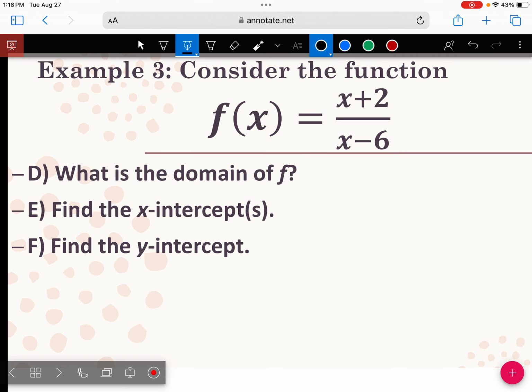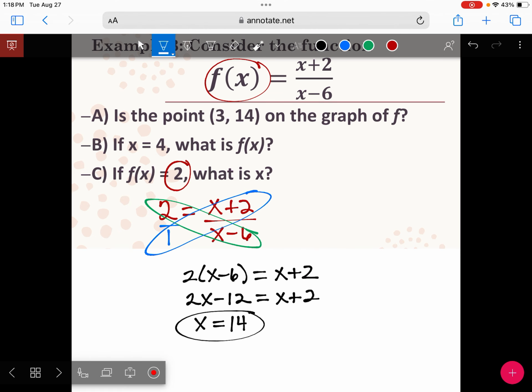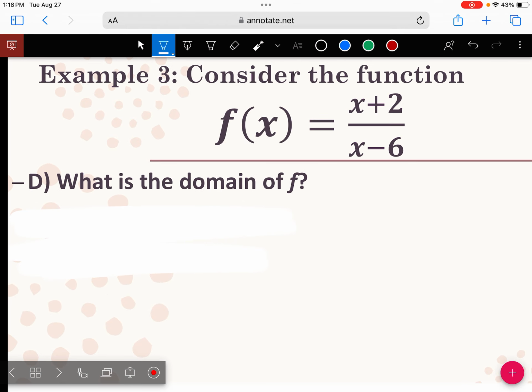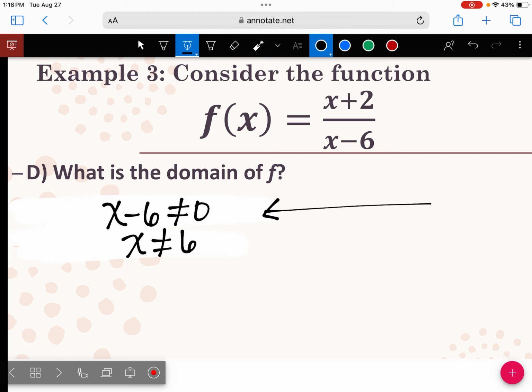All right, now let's look at part D. Part D is asking for your domain. Do we have a red light in this function? Yeah, what's our red light? It's a fraction. We got an x in our denominator. So because we have an x in our denominator, it cannot equal 0. So x minus 6 cannot equal 0, which means x cannot equal 6.